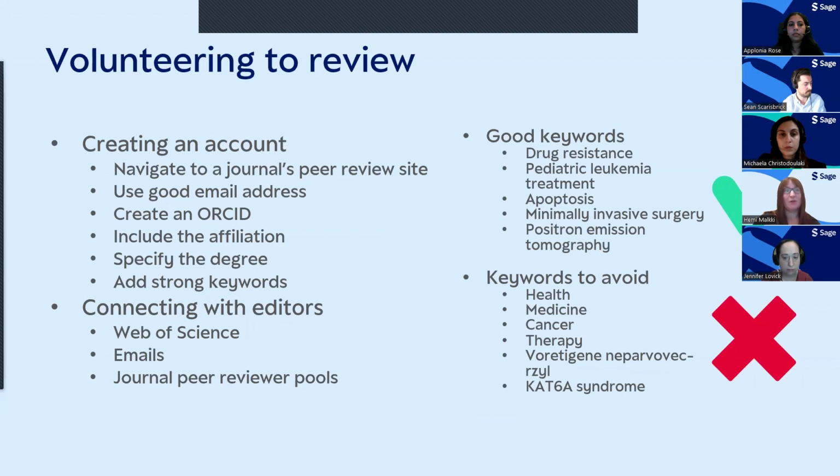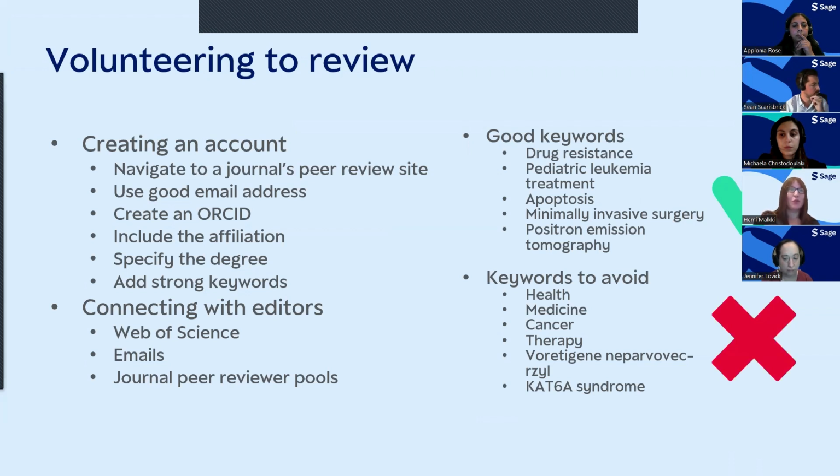Examples of good keywords and those to avoid are shown on the right. Good keywords are generally those that are descriptive, but not too niche, to allow you to get matched with a manuscript that is relevant to your expertise. Methods keywords can be very useful to facilitate the matching process.